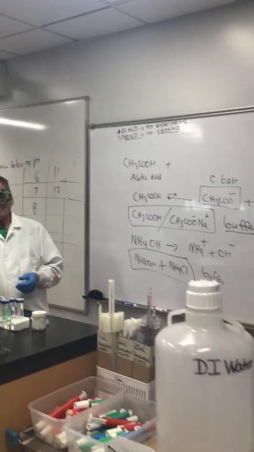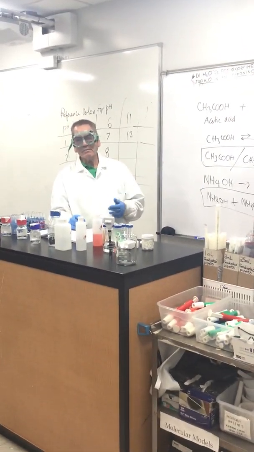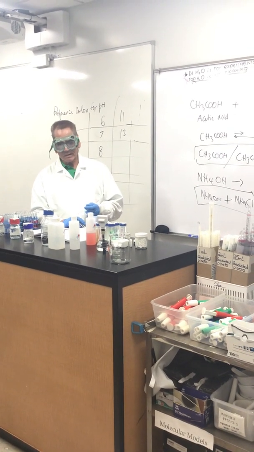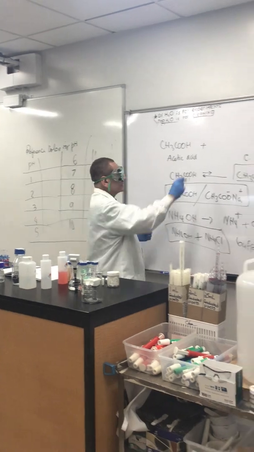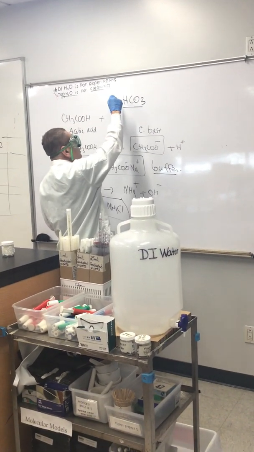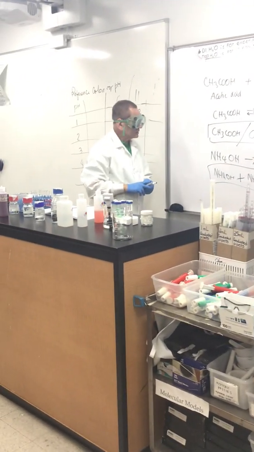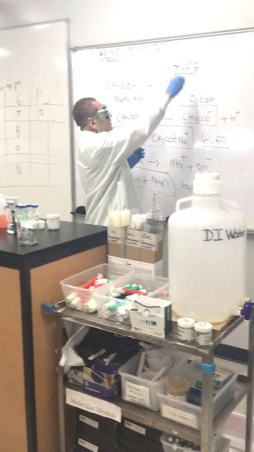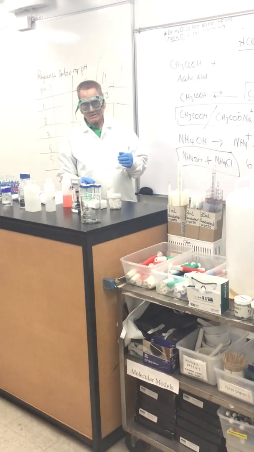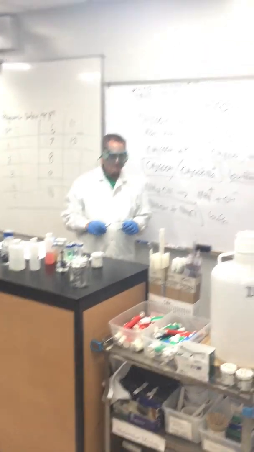So if you have a blood pH of 7.1, it stays 7.1. Why? Because of the buffer that we have, the bicarbonate buffer. That's made from carbonic acid, which is a weak acid, and sodium bicarbonate or potassium bicarbonate. So the bicarbonate buffer will resist the change of pH, and we're going to see that in our experiment also.